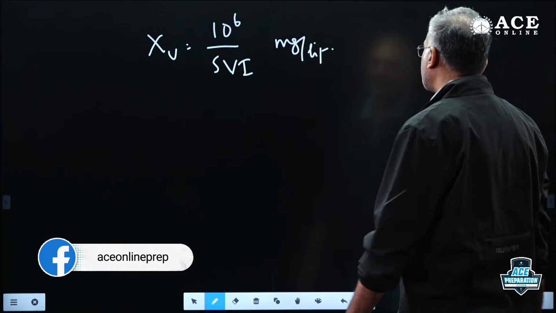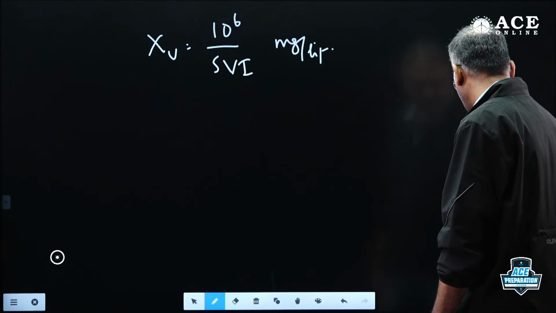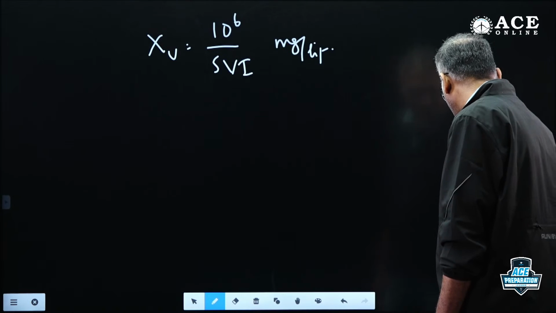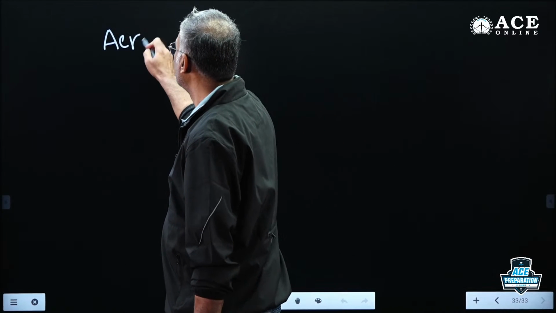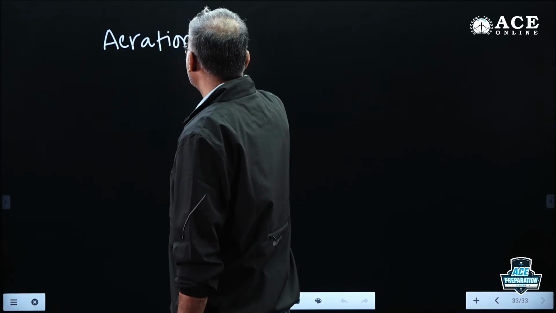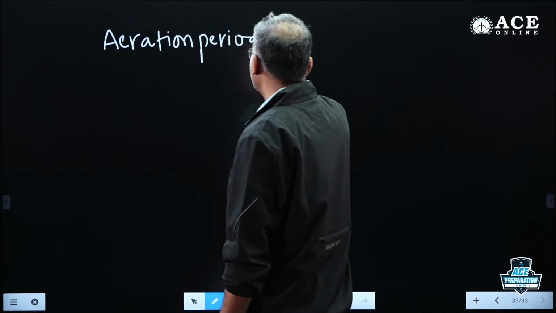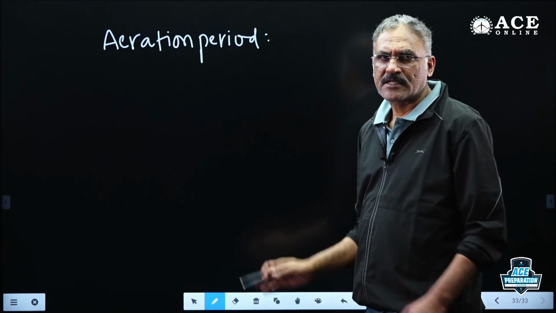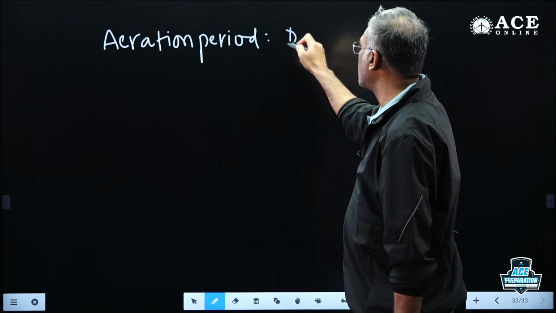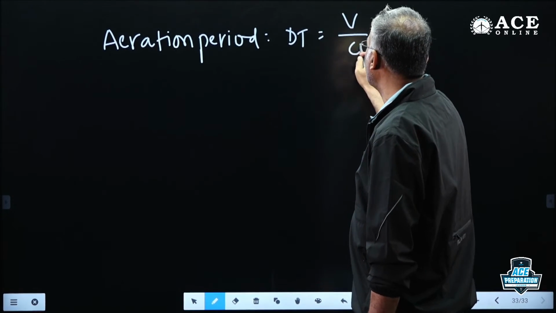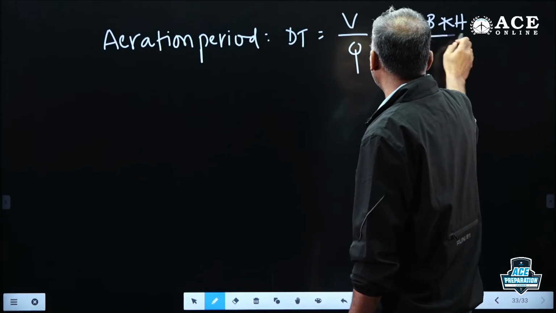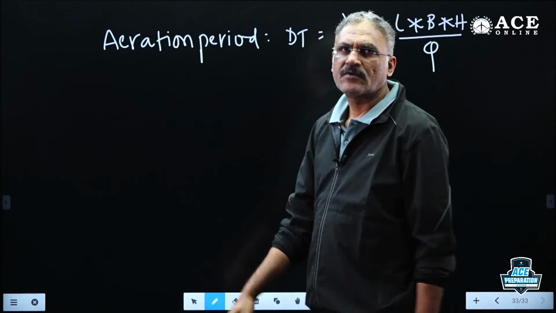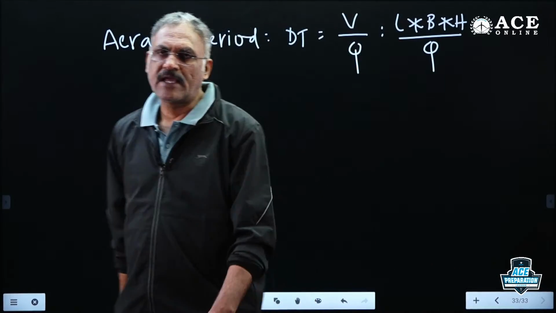In addition to this, the extra things expected in the activated sludge process: aeration period. How long is that wastewater aerated? As long as it is present in the aeration tank, it is aerated. That is nothing but detention time. This is nothing but volume of aeration tank by flow rate. Volume of aeration tank is equal to length into width into depth, divided by flow rate Q. This is how we can work out aeration period.